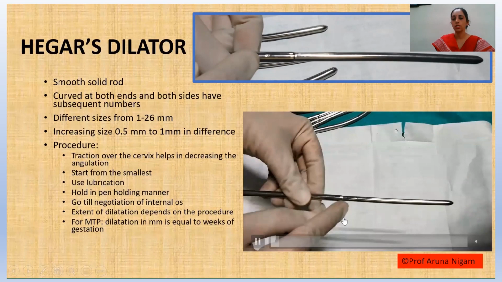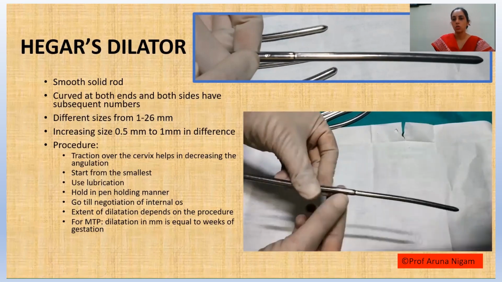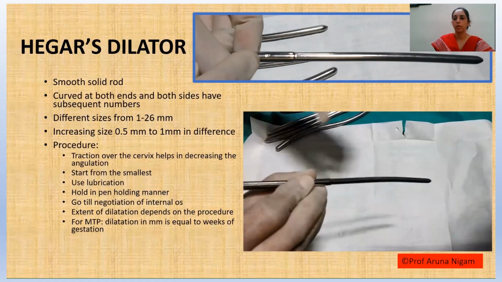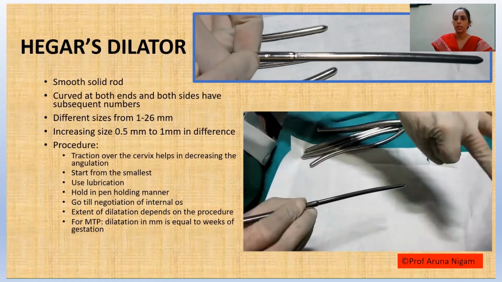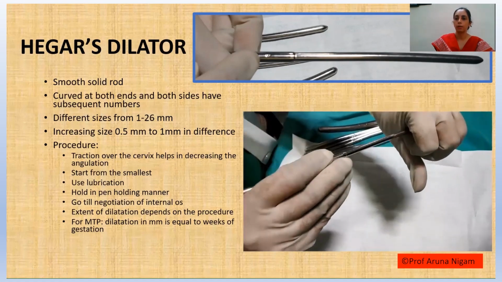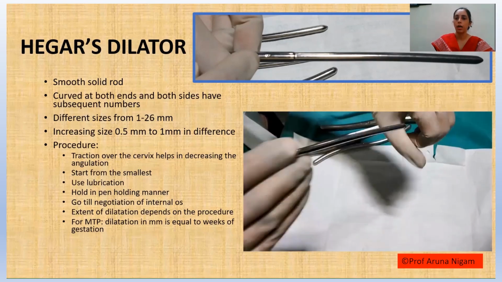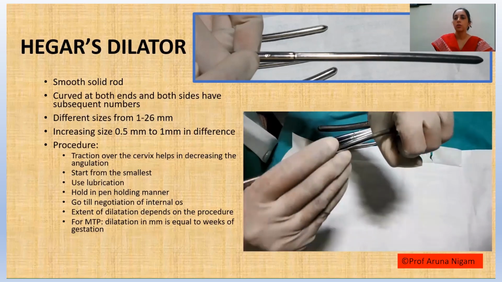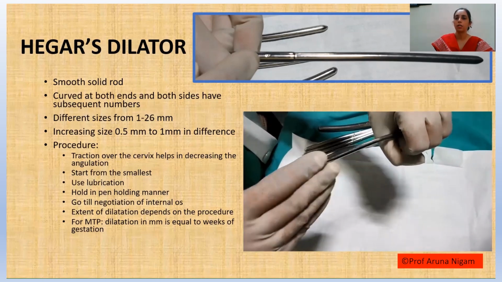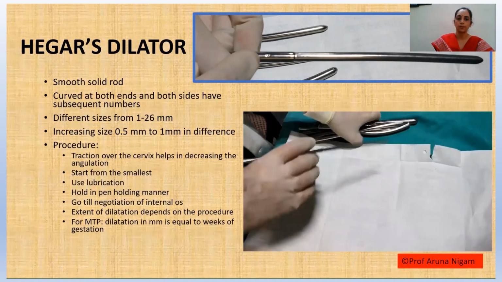Just to show you this instrument, this is the number written over it, and this is a smooth solid rod with curved ends, and you have to hold it in a pen holding manner. Supposing this is a cervical os and you introduce it in a pen holding manner, you don't have to go beyond the internal os, and you don't have to be going like this. You have to be very gentle and don't try to reach up till the fundus. Just negotiate the internal os to dilate the internal os.